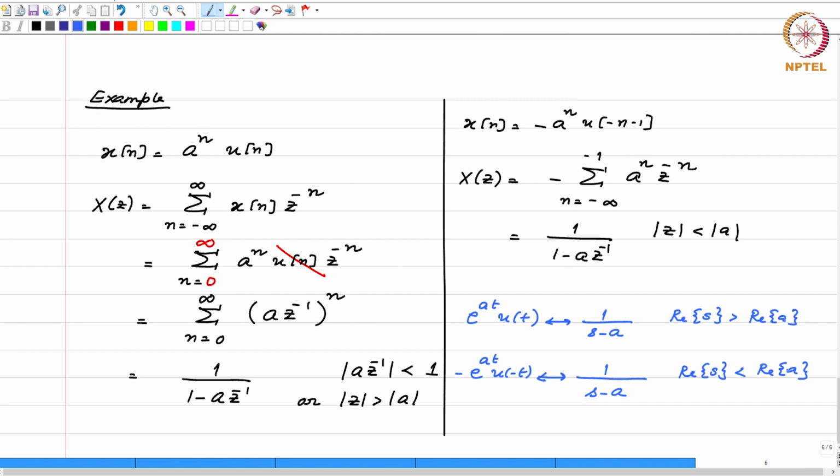So, now you see the parallel between Laplace and Z. There you had two functions which had identical algebraic expressions for the Laplace transform, they differed only in the region of convergence. So, this counterpart in the discrete time case is a to the n u of n and minus a to the n u of minus n minus 1.